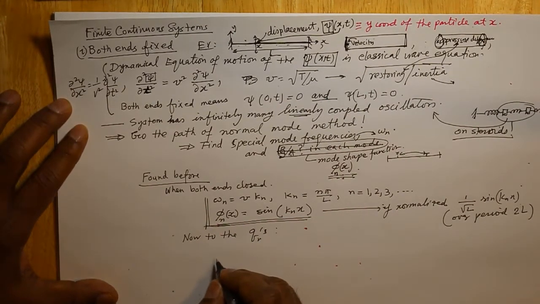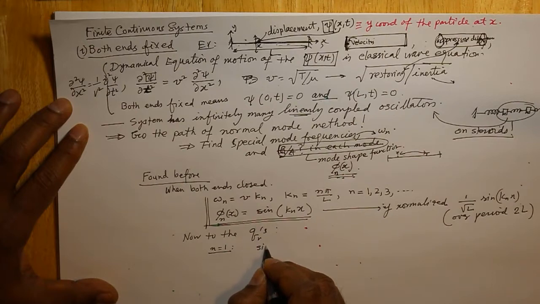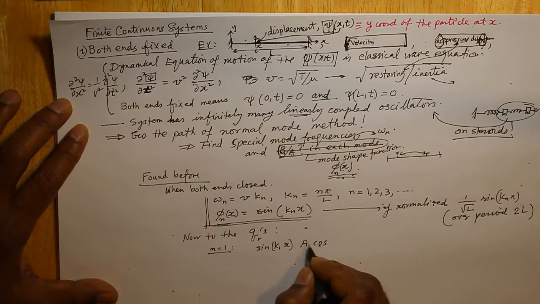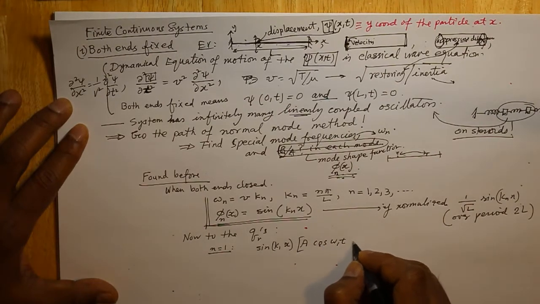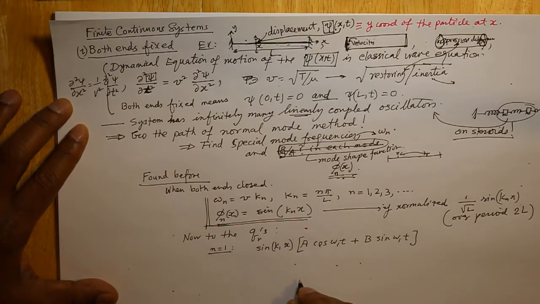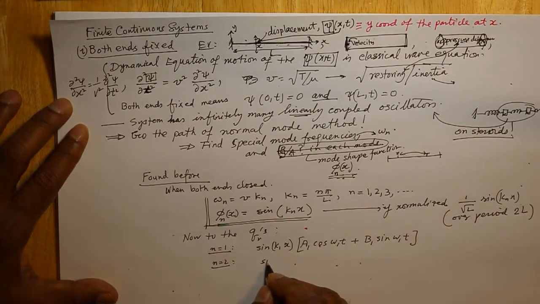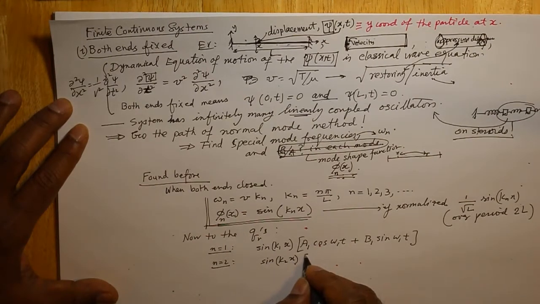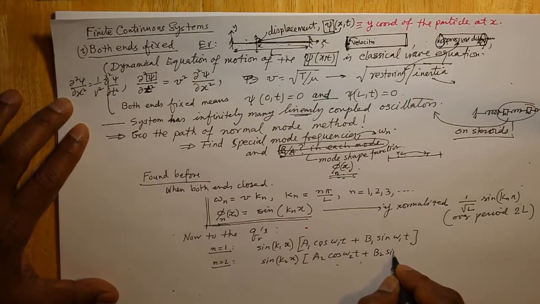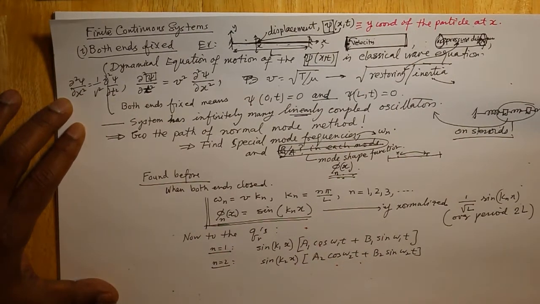Okay, so Q will look like this: if I'm in mode 1, say n equals 1, then my vibration will be sine k1x times (a1 cosine omega 1t plus b1 sine omega 1t). And I can just label the 1 here because if n equals 2, it would be sine k2x times (a2 cosine omega 2t plus b2 sine omega 2t). These a's and b's I have to figure out by initial conditions.